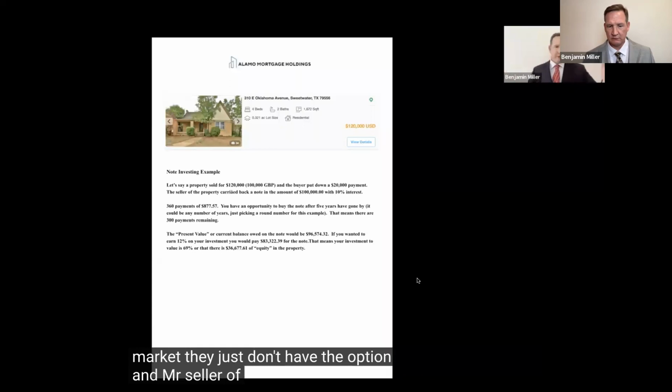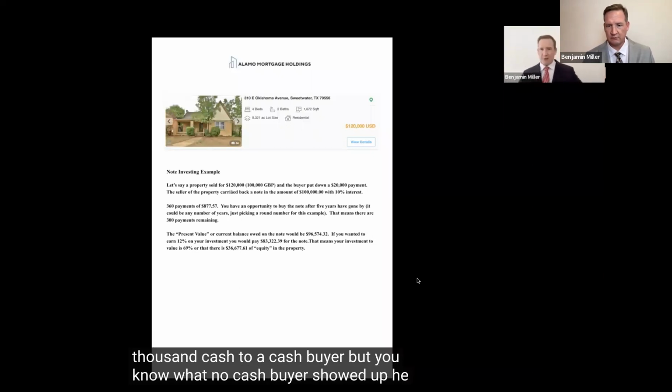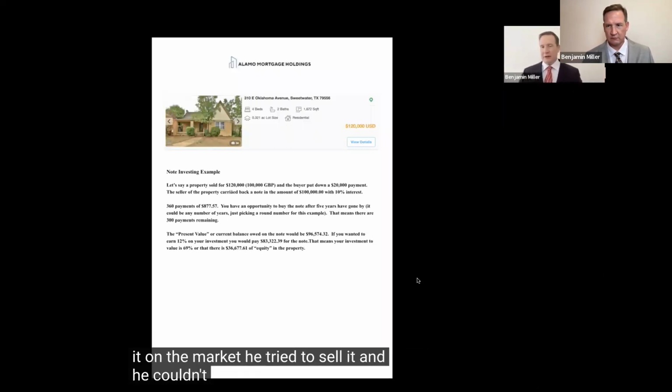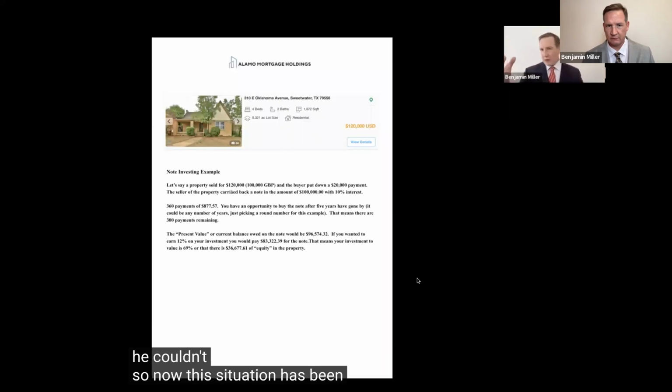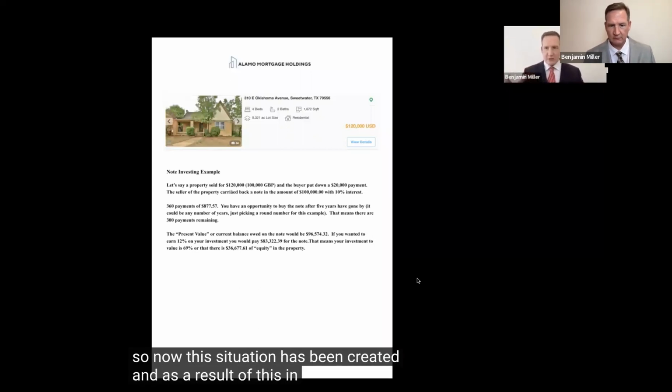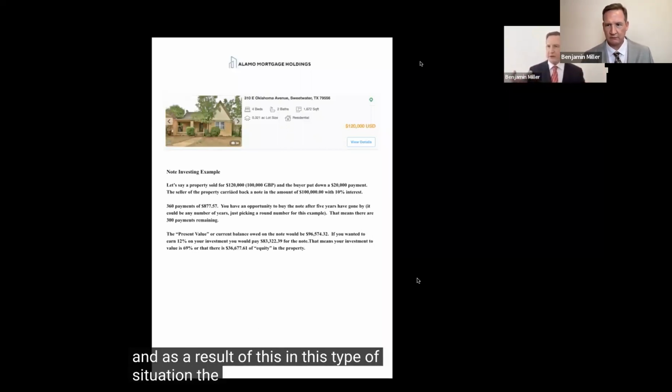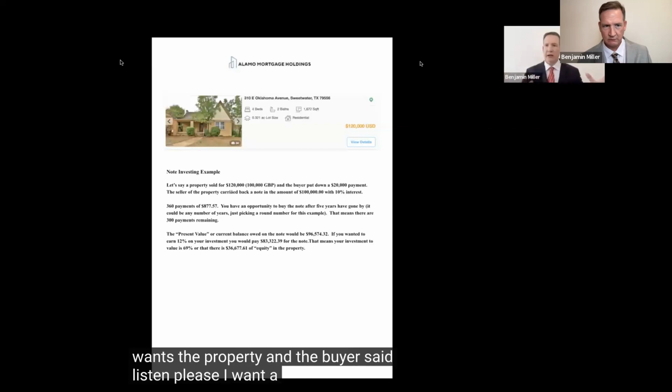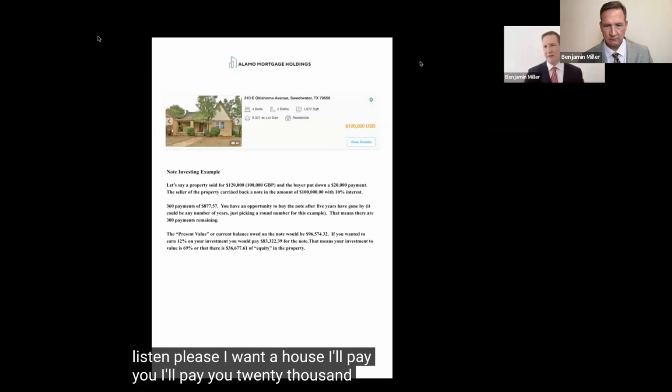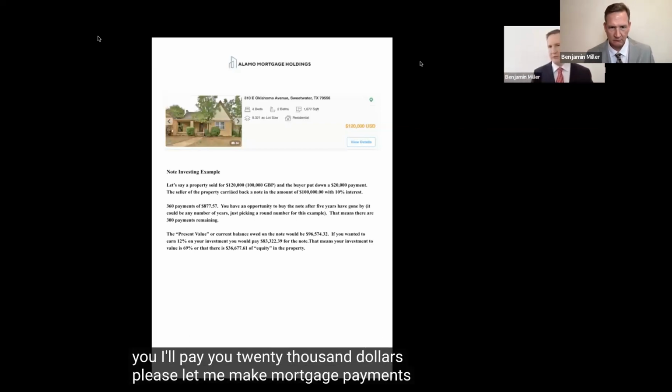And Mr. Seller, of course, would rather sell it for 120,000 cash to a cash buyer. But you know what? No cash buyer showed up. He put it on the market. He tried to sell it and he couldn't. So now this situation has been created. In this type of situation, the seller was not able to sell the property, but found a buyer that wants the property. And the buyer said, listen, please, I want a house. I'll pay you $20,000. Please let me make mortgage payments to you.